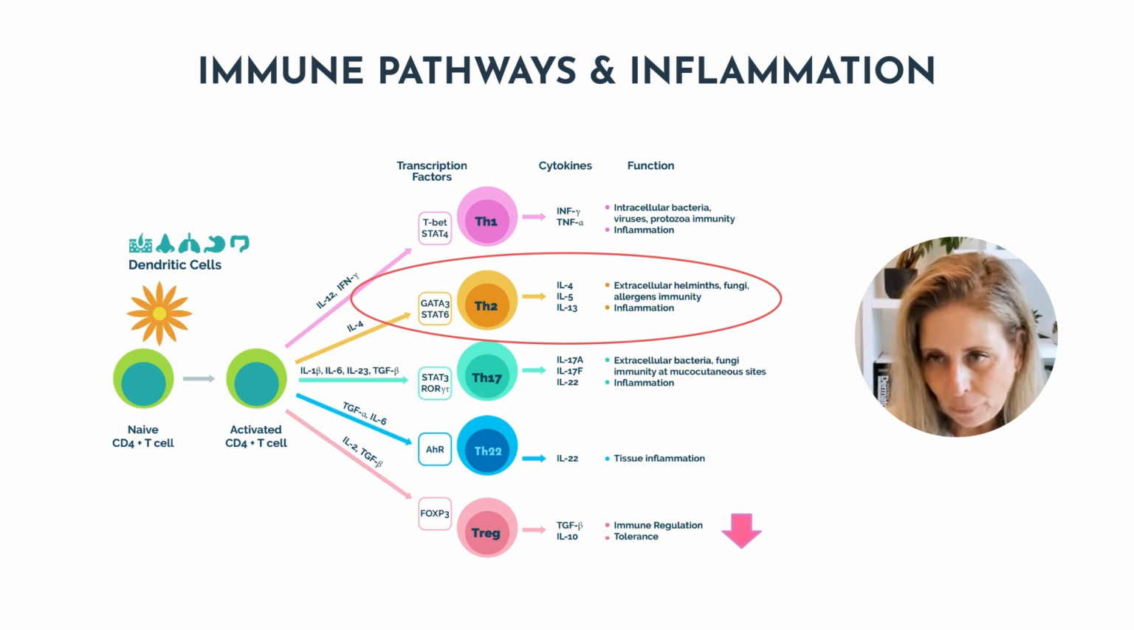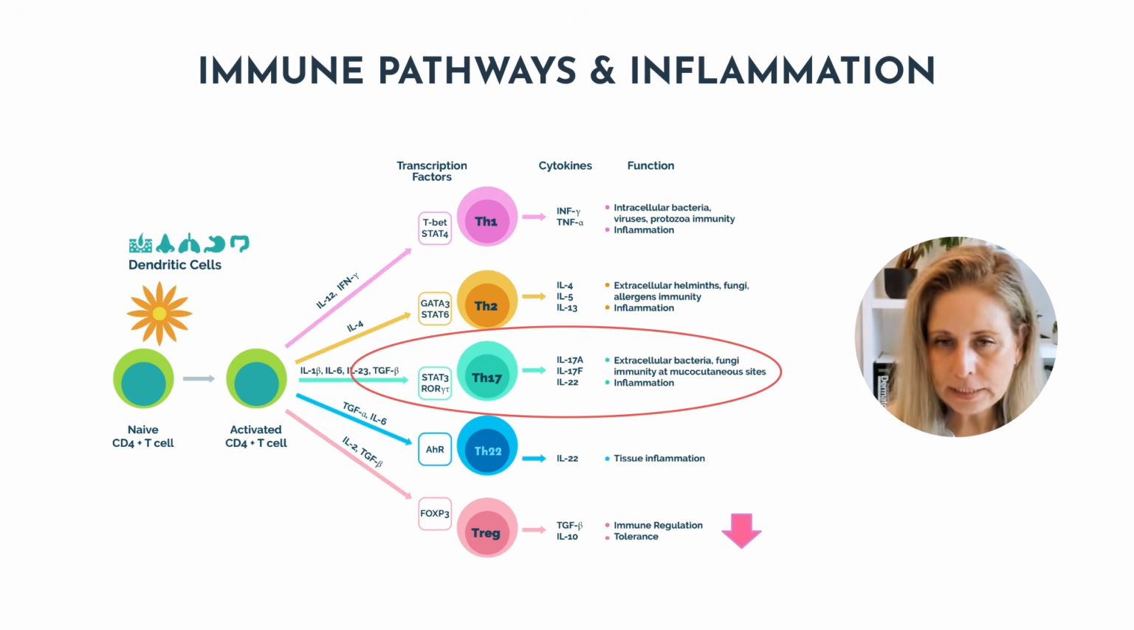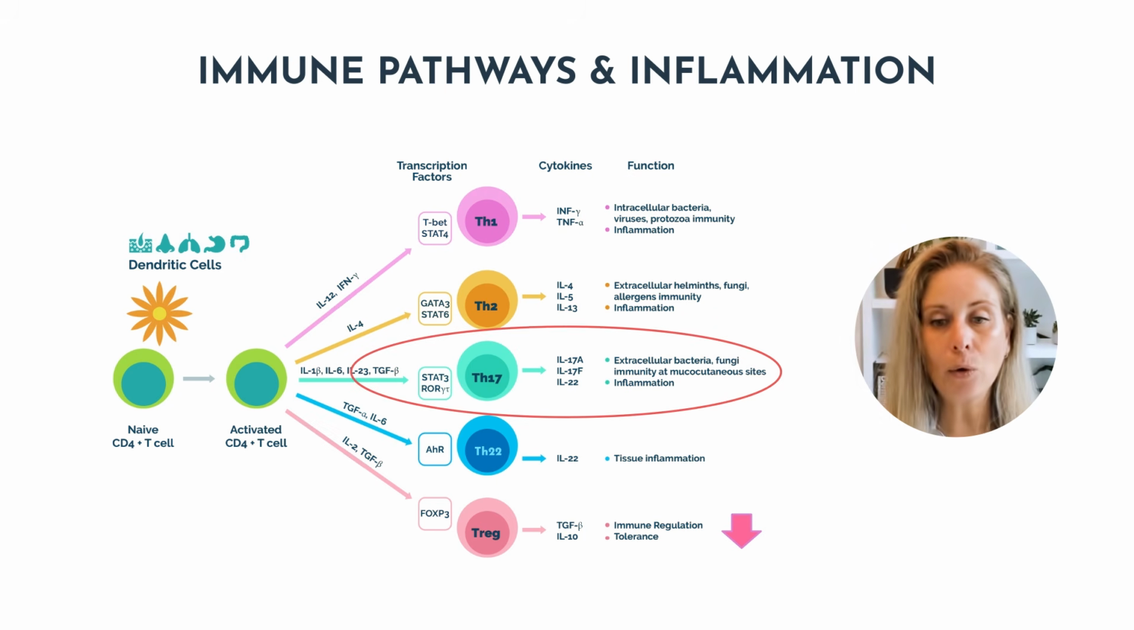The Th2 pathway, incidentally, is more the allergic pathway. So this is like what we see in eczema, but we don't see that at all in psoriasis. The Th17 pathway gets activated by IL-1 beta, IL-6, IL-23, and TGF-beta via the STAT3 pathway. We're going to create a Th17 cell, and that is going to create IL-17A, F, and IL-22.